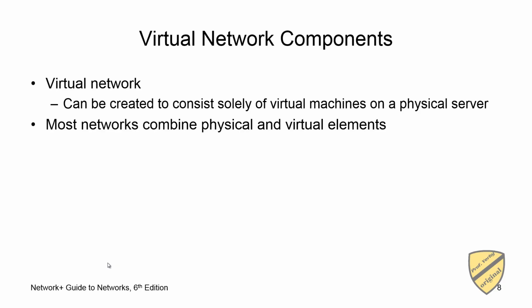We have virtual network components. These can be created to consist solely of virtual machines on the physical servers. Most networks combine physical and virtual elements. So in many business networks, you'll see some machines on the network that are real physical machines. It's a computer you would typically sit down at and touch and play with. And then there are going to be virtual machines on the network as well.